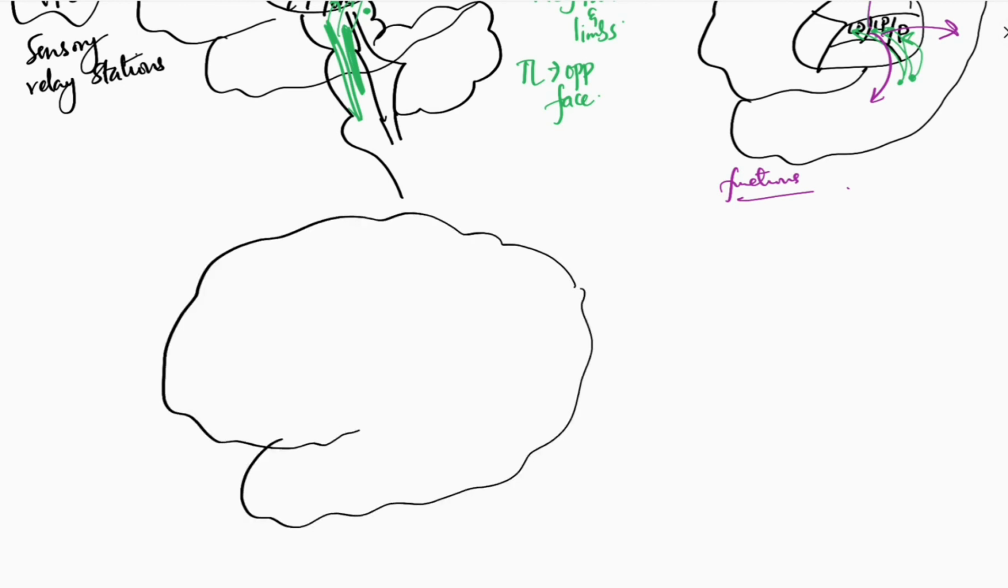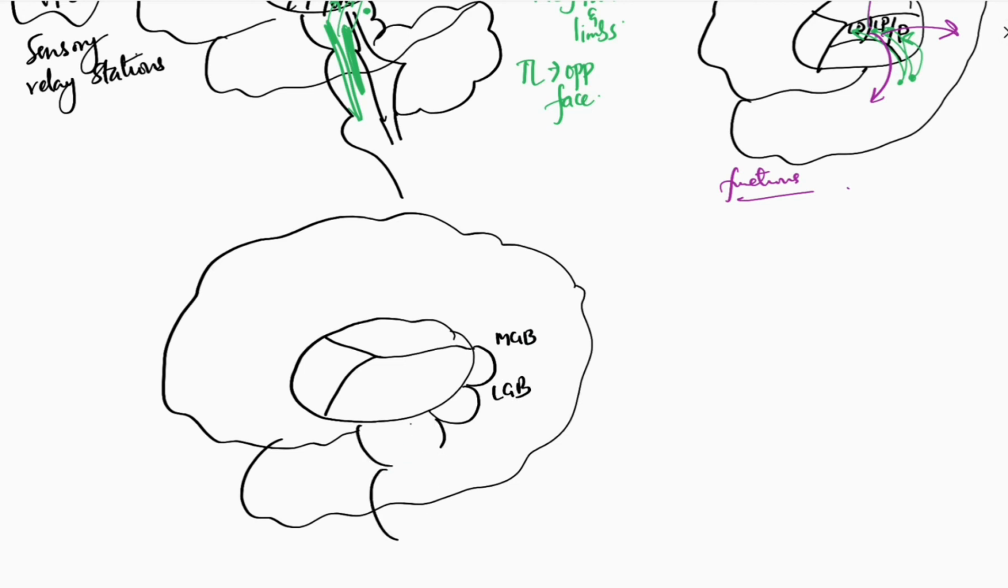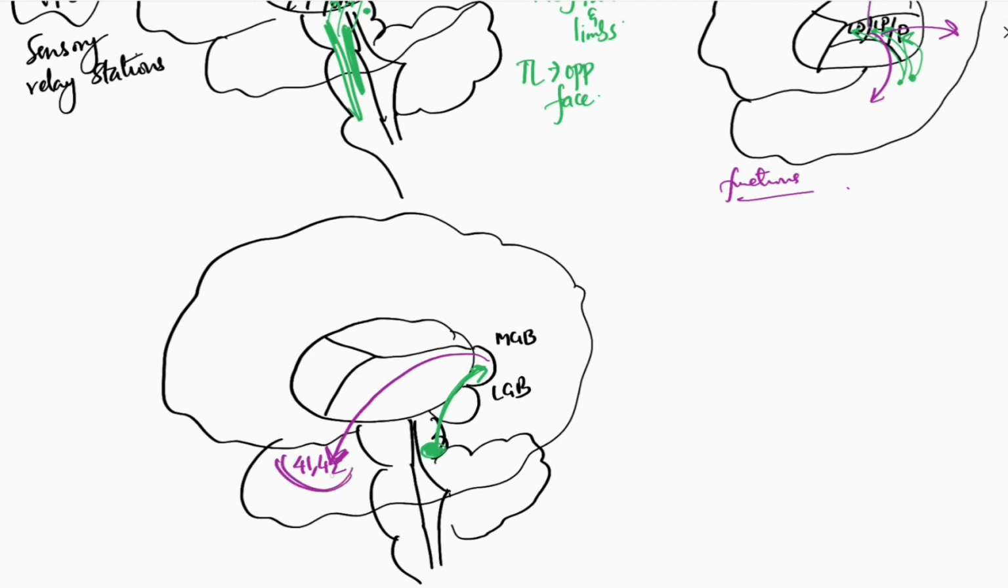Now behind the pulvinar, two nuclei can be seen. These are the medial and the lateral geniculate body. Now these are mainly involved in relaying visual and auditory input. So the medial geniculate body is involved with the auditory pathway. From the inferior colliculus in the midbrain, it receives afferent fibers. And from here, efferent fibers are projected to the superior temporal gyrus, where areas 41 and 42, that is the auditory cortex, are located.